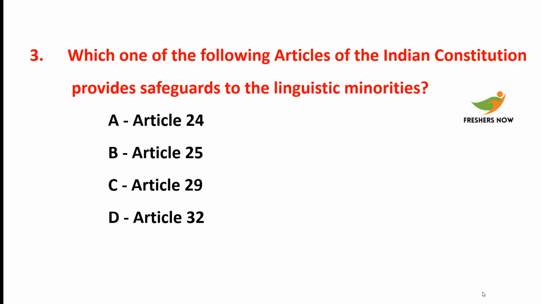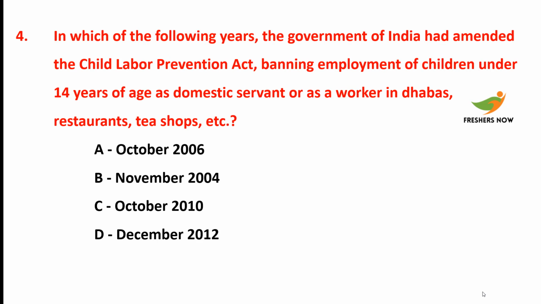Third question, which one of the following articles of the Indian Constitution provides safeguards to the linguistic minorities? And the answer is C, Article 29. Fourth question, in which of the following years the Government of India had amended the Child Labour Prevention Act, banning employment of children under 14 years of age as domestic servant or as a worker in dabas, restaurants, tea shops, etc. And the answer is A, October 2006.